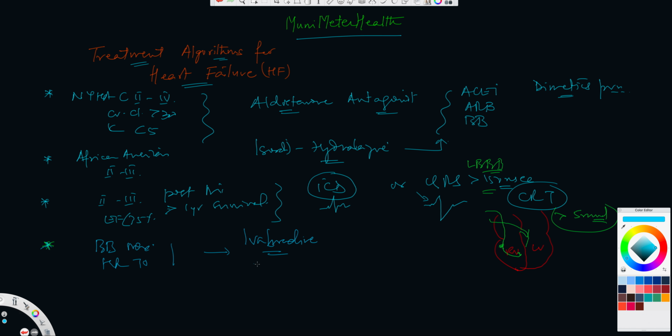So ivabradine works. It's an I-channel drug, and that is now utilized to control the heart rate even better. So remember, these patients obviously cannot be in AF, so they have to be in sinus rhythm. All these patients are in sinus rhythm. Likewise, patients who have a QRS prolongation, they also have to be in sinus rhythm here.